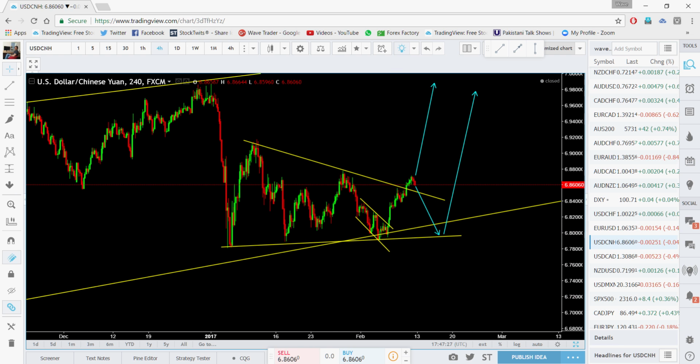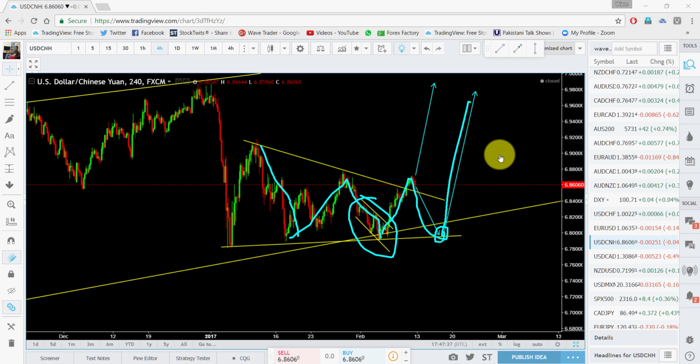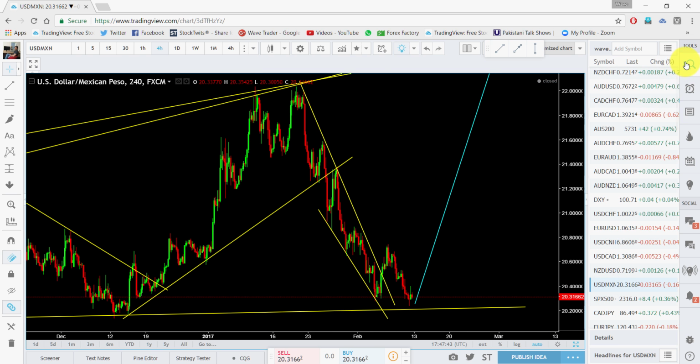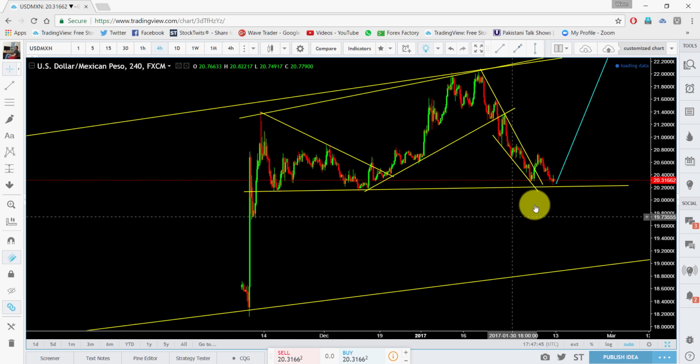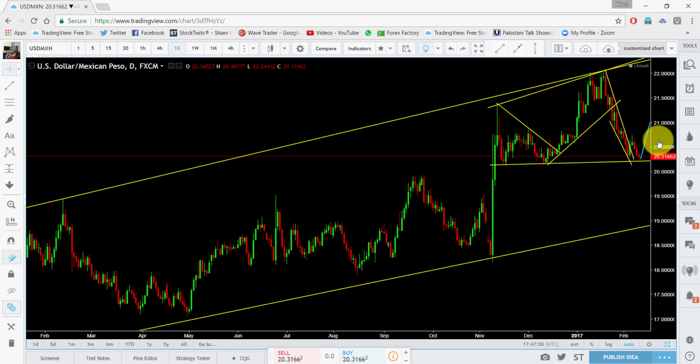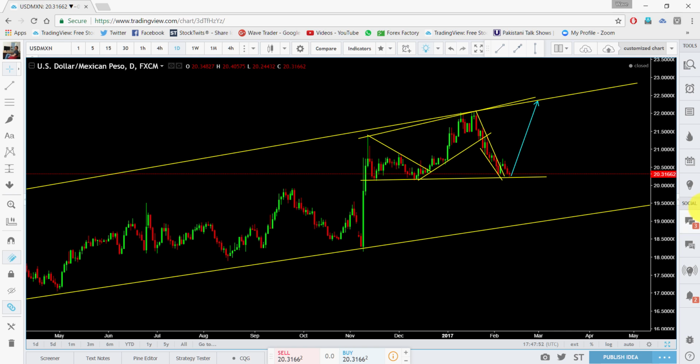I'm not interested to sell, I'm more interested to buy. Whenever price came close to this trend line, I was looking to buy. Here was a trend reversal channel as well. So again, if price comes here, I will look for buy. I will not look for sell. This pair is also forming a nice trade setup.